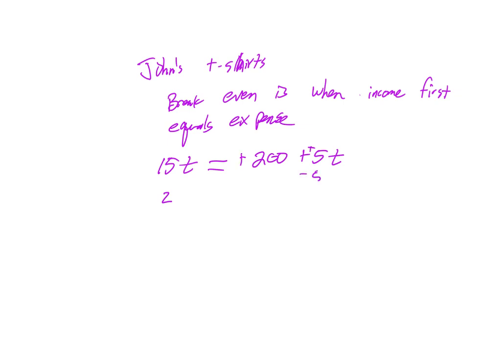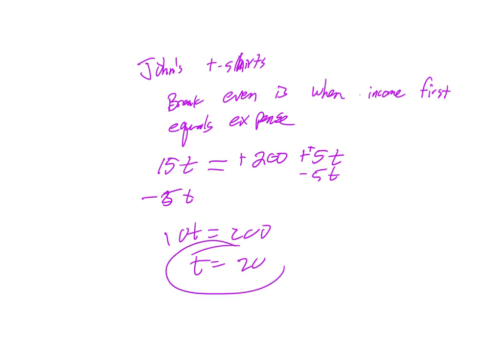So I'm going to subtract 5T from both sides, subtract 5T, I'll get 10T equals 200. When T equals 20, that's when his break-even point is. It was actually a pretty easy problem to solve once you figure out how to set it up. So when does his income equal his costs? Because every time his number of t-shirts goes up by 1, this goes up by 5.